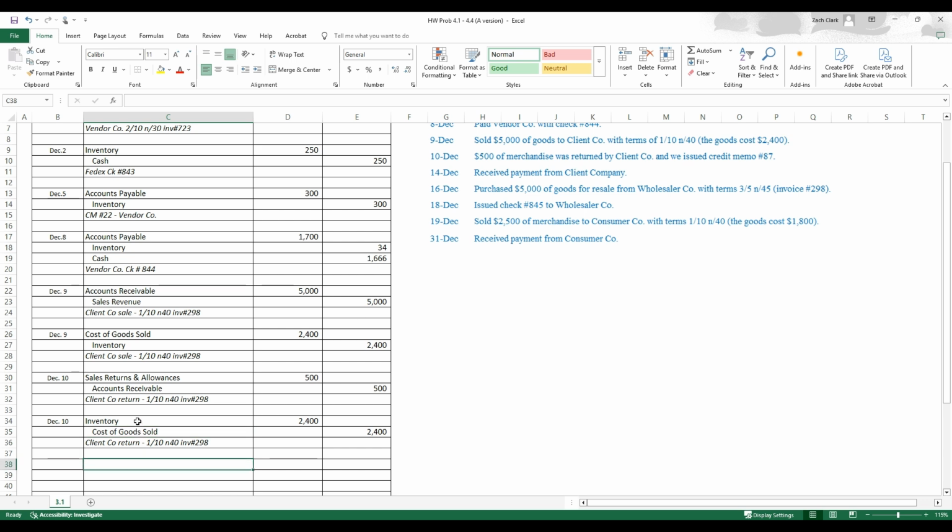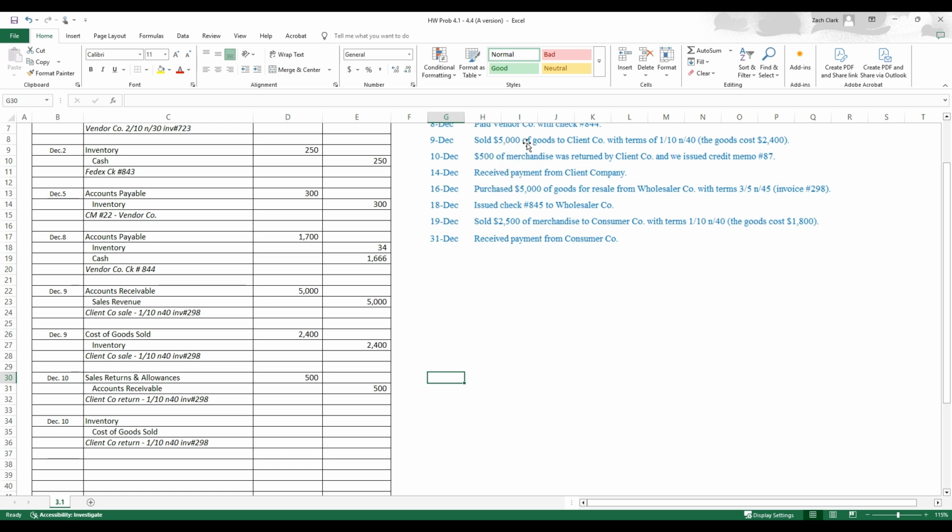So now we've got inventory coming back to us, not these numbers, I'll clear those out, but we've got inventory coming back to us, and we've got to reduce our cost of goods sold. This one has a little trick in it, that you have to do an extra calculation because it doesn't tell us what the cost of goods sold for this return was. So we have to do a little bit of math to figure out, first of all, what's the proportion of cost of goods sold to sales revenue, and then apply that same ratio or percentage to the $500.